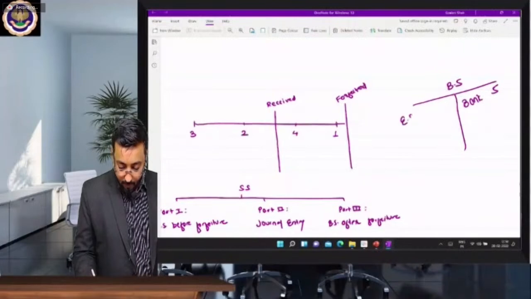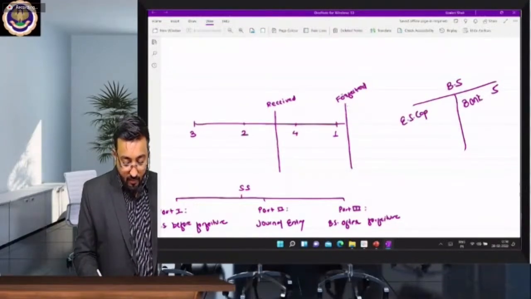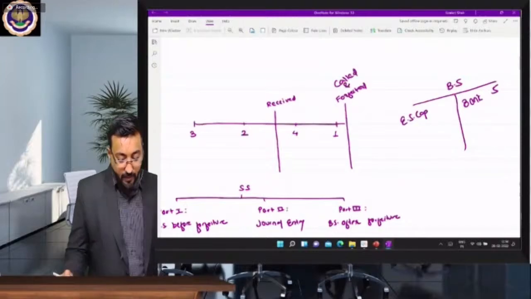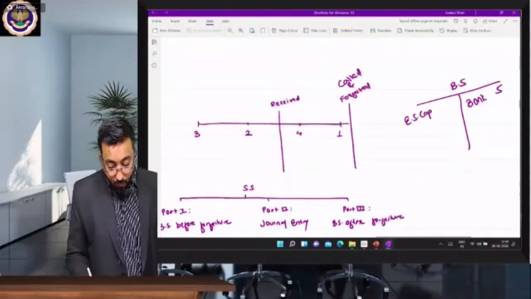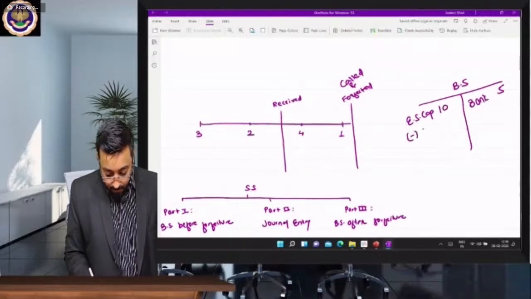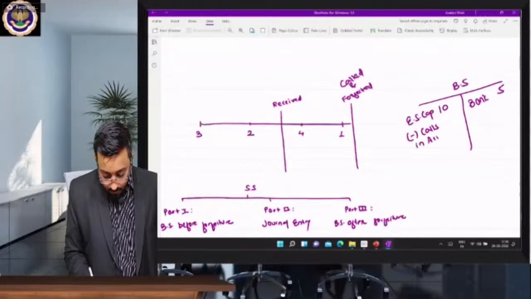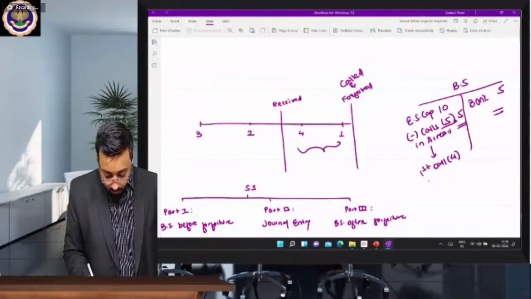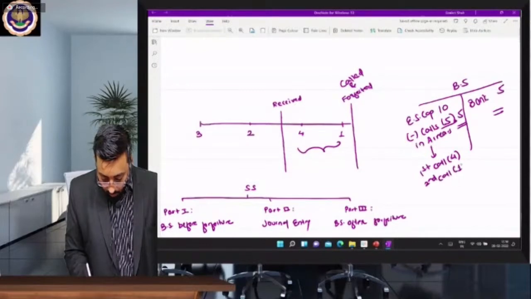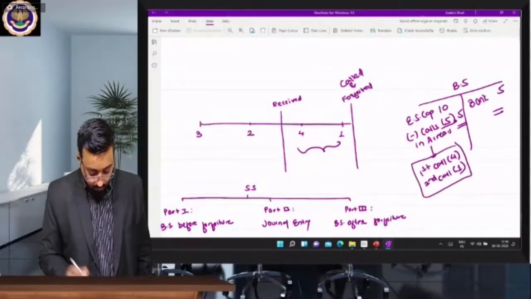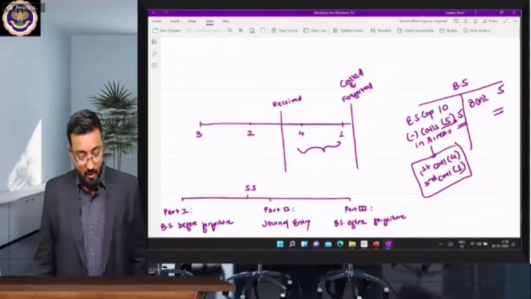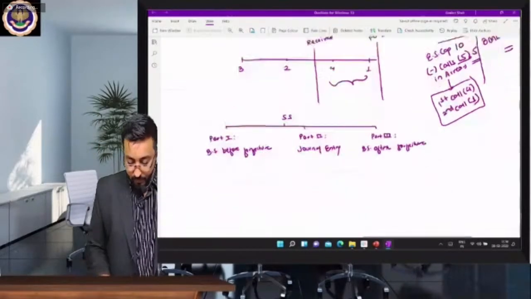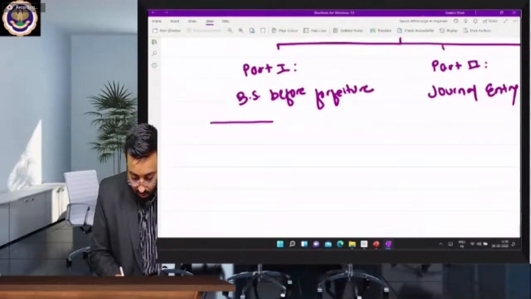Bank 5. Equity share capital up to the second call. So this is called and then forfeited. So equity share capital we call full 10 rupees, minus calls in arrears 5 rupees. This is 4 plus 1. Or if you don't want to open calls in arrears, first call 4, second call 1. So this is the balance sheet before forfeiture.